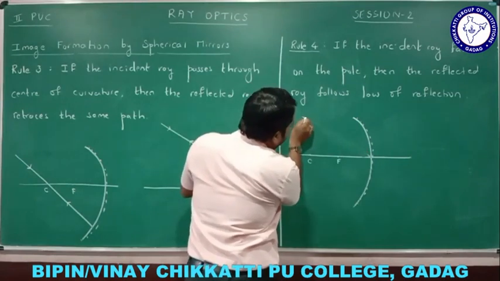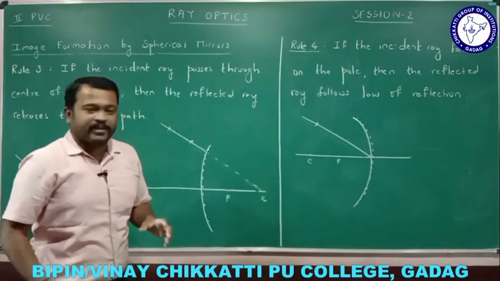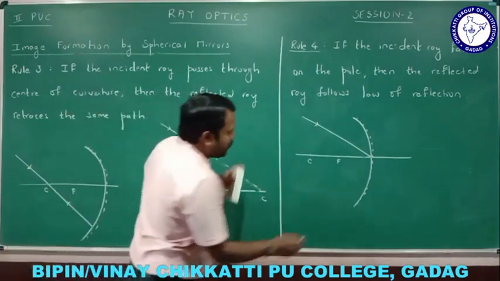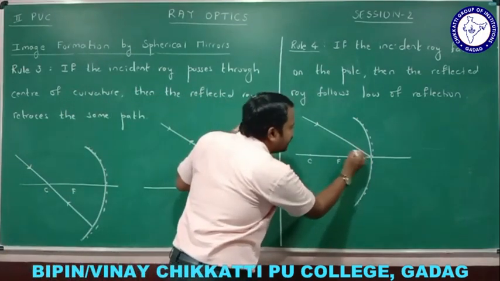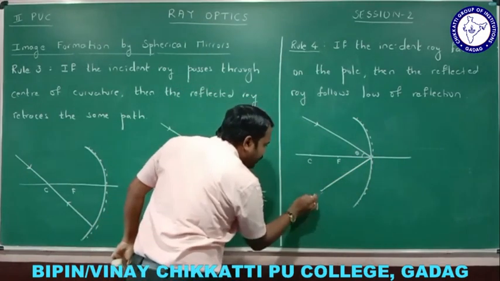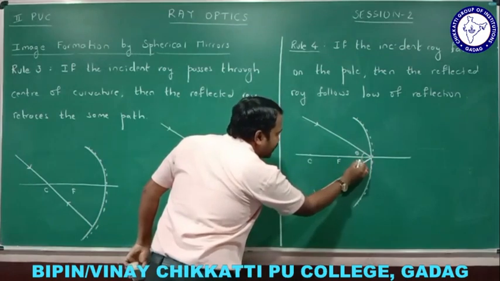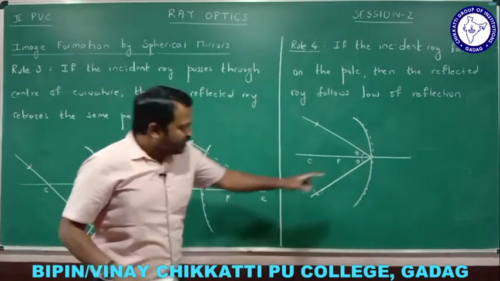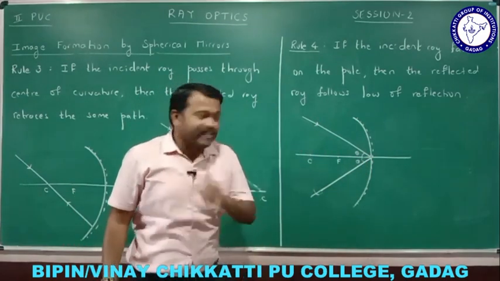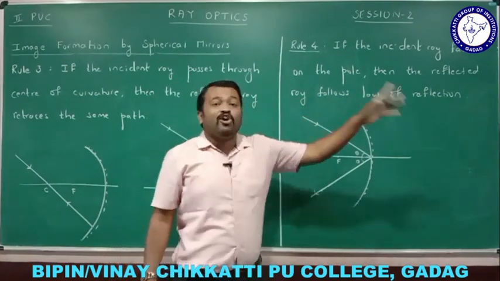If the incident ray falls on the pole of the mirror, and this angle is theta, the reflected ray will be like this, and the angle made by the reflected ray with the principal axis will be theta itself. That is what is stated there. The reflected ray follows the law of reflection.